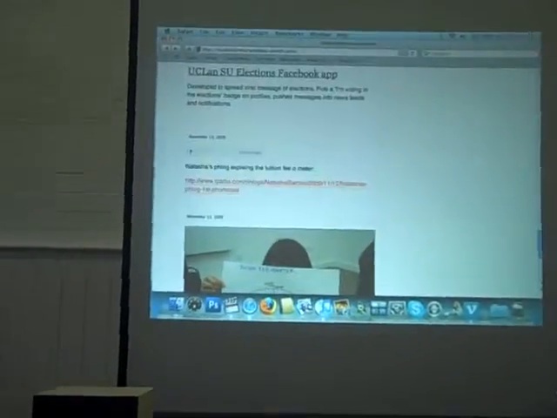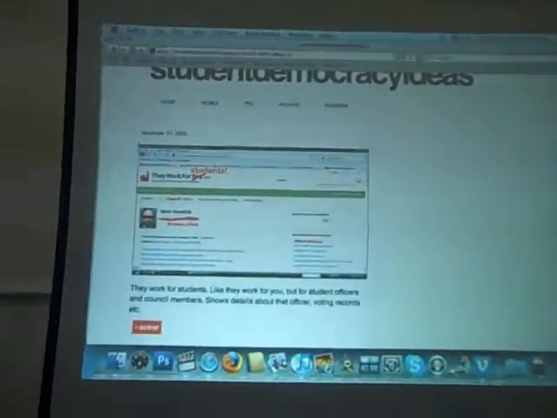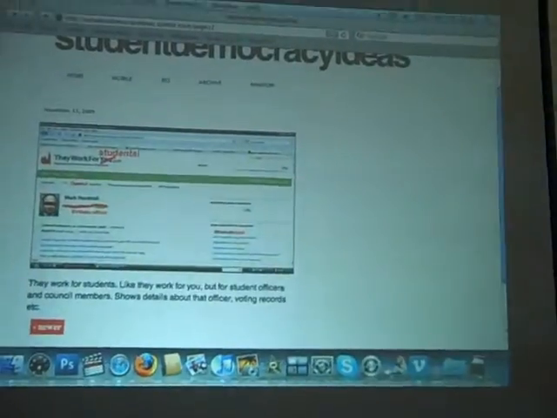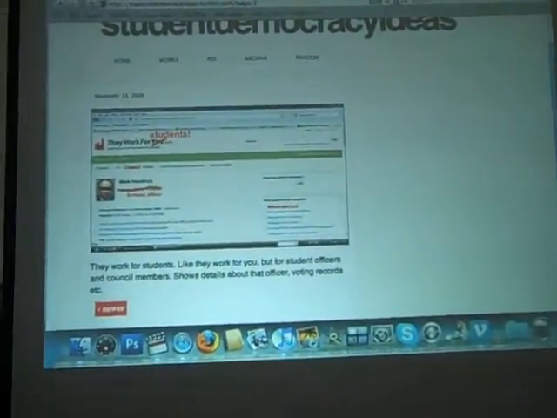And the next thing is They Work For Students.com, which is basically bastardising They Work For You, but doing it for student officers rather than MPs. So it tells you when they were elected, how many votes they had, what their voting records have been in student councils, what they think about key issues. So you can go through, and the idea is that every elected officer in the country would be on it, so you can get a feel for how all the elected officers sit on certain issues, which would be quite interesting.